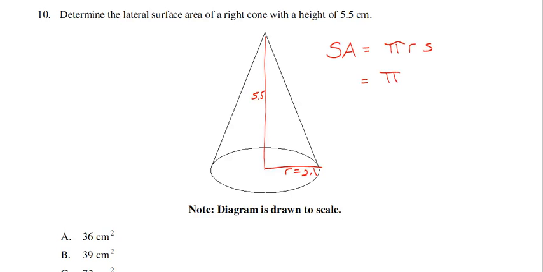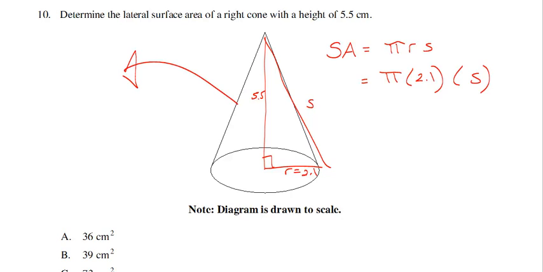So we'd have pi, and then you have your radius 2.1, and then you need to have the slant. But we don't have the slant, so you got to do a little bit of work. We know this is a right angle. We're trying to find this s over here. So I will use Pythagoras. We have s squared is equal to 2.1 squared, that's my radius, plus my height, which is 5.5 squared.